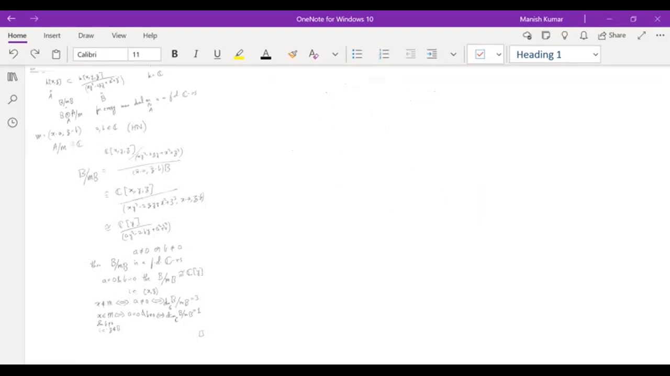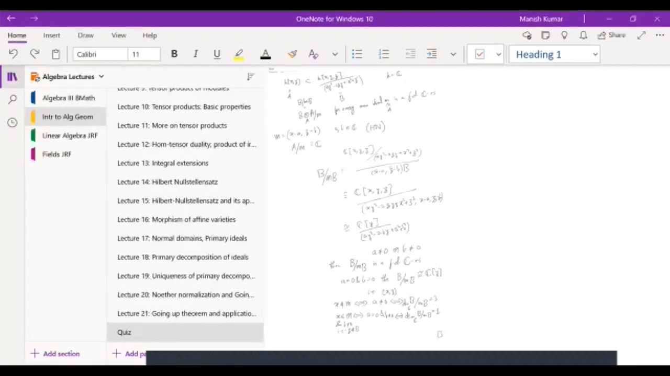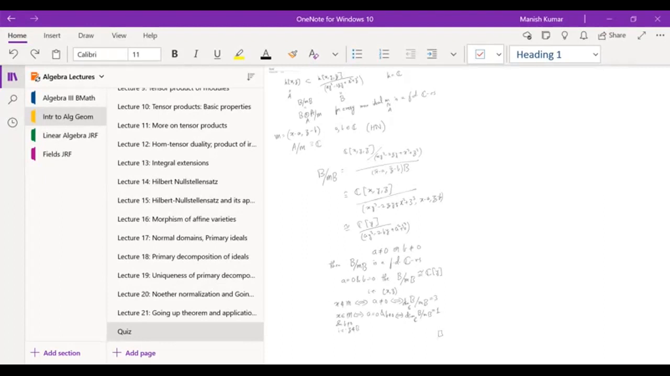So let me just check what was the question. Yeah, so you were given a polynomial. You had to find the minimal primes, so you had to find the irreducible components of the zero set of this polynomial, and you also had to find the minimal primes of the ideal generated by that polynomial, and you also have to find the radical ideal. So all the three are obviously more or less the same question.